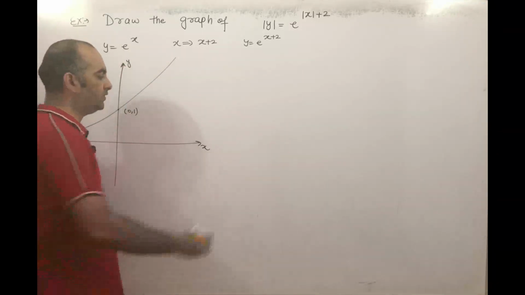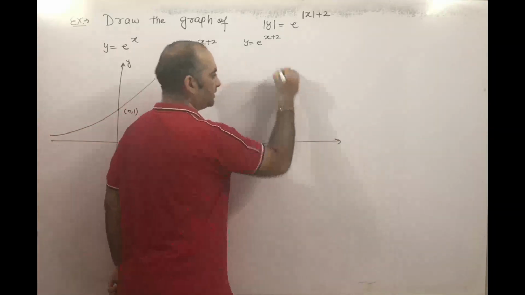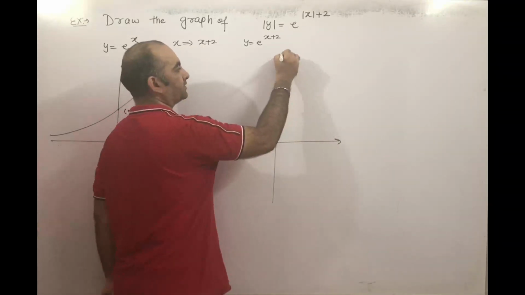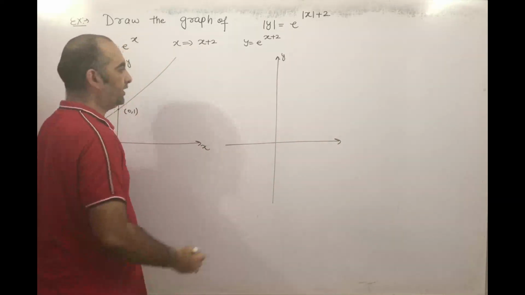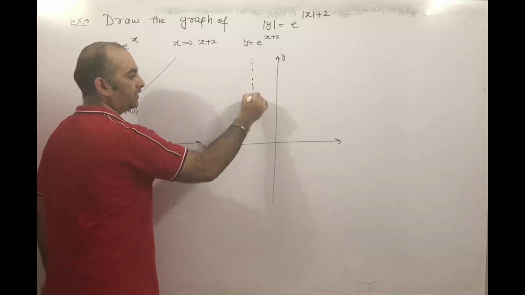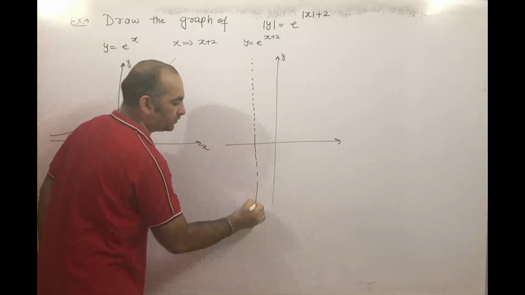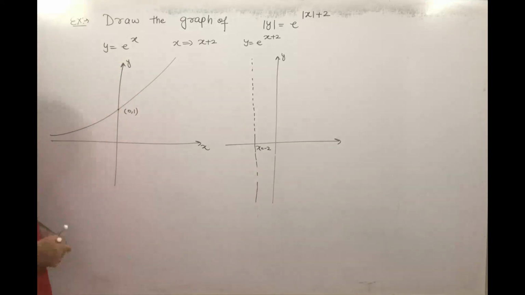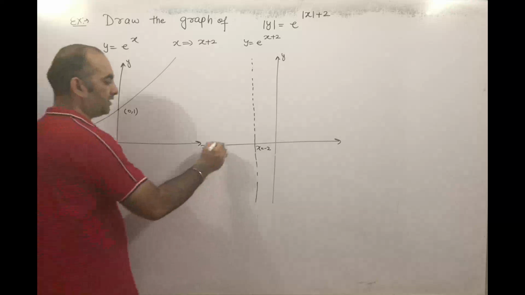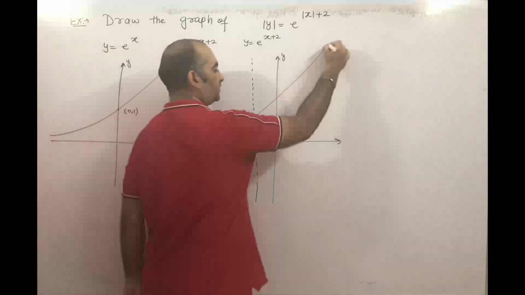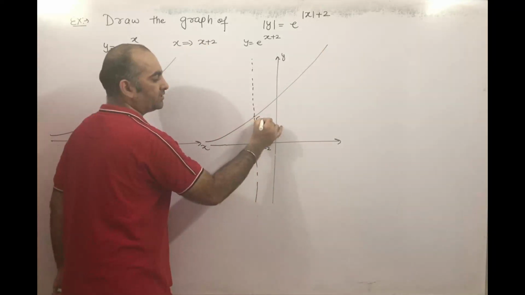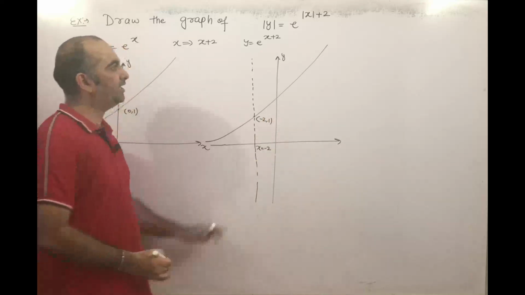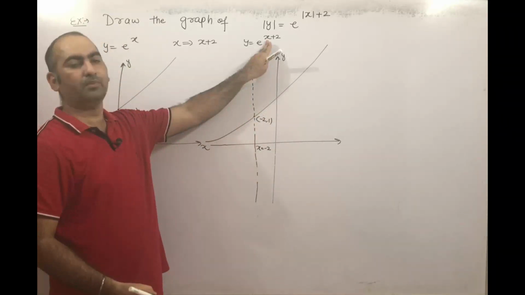So in the graph, this is the x-axis, this is the y-axis. Okay, so here we are drawing a line x equals minus 2. So this graph we have to shift 2 units to the left-hand side. So what will come here? This graph will come. So this point will come at what? Minus 2 comma 1.